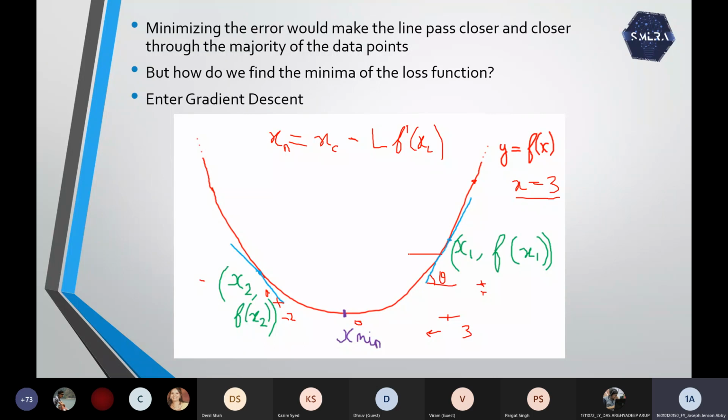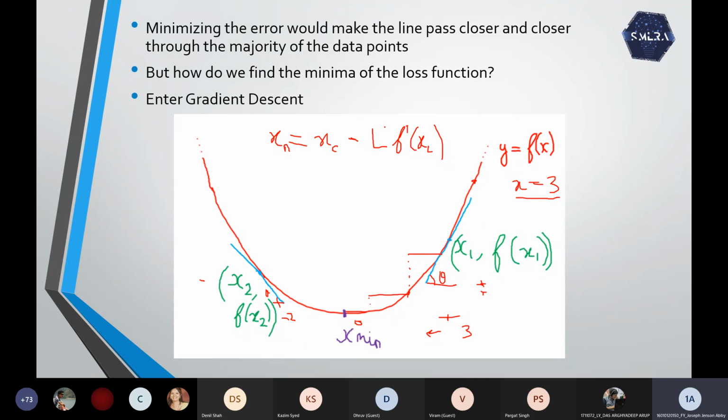So if you're subtracting this much, L f dash xc, suppose this much, your x1 is here. Your new value of x1 will be this here. You will reach here. Again, you will subtract. You will reach here. Again, you will subtract. You will reach here. All right. That's how you reach the minima.